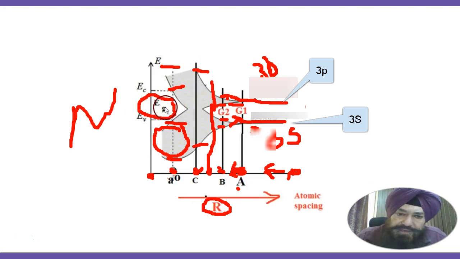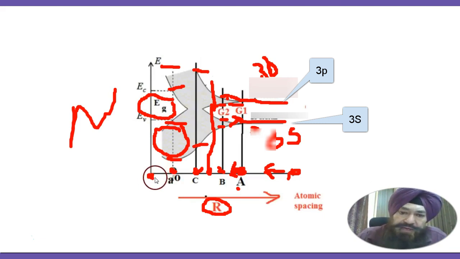Okay. So the filled levels, a continuous level, are called the valence band, and the empty levels are called the conduction band, and there is an energy gap between the two. This is how it happens. So again, I'll just review it.